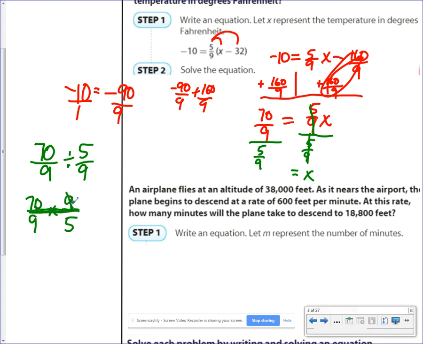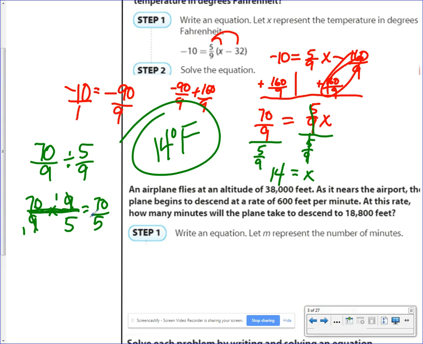Because you see, I have a 9 in the numerator and a 9 in the denominator. Ha. And frankly, actually 5 fits into 70 because 70 is a number that ends in 0, and I think you get 14. This tells me 14 degrees Fahrenheit. Boom. Double check your answer. Take 14 minus 32. That gives you like -18. Multiply it by 5/9 and shazam, it'll check.